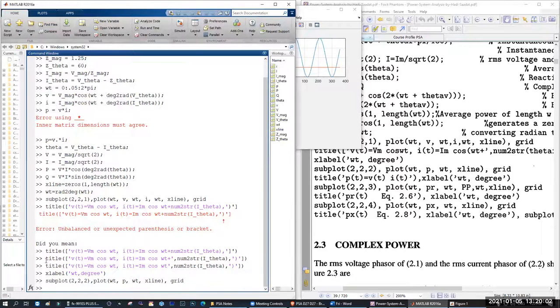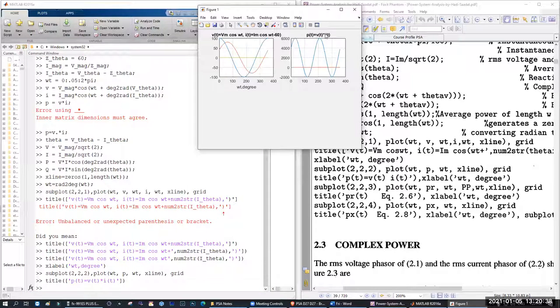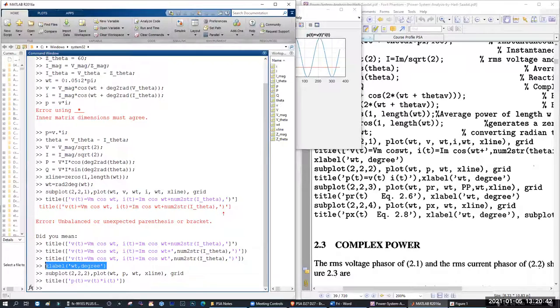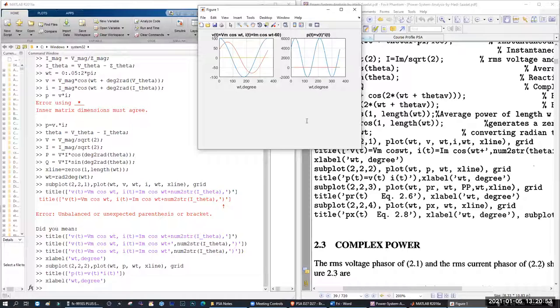Okay. Now again, I have to give some title. What is the title I have to give? This one will be what? PT. PT will be VT IT. No bracket needed, multiply IT. This is not needed. Now, this one done. So I have given the title here. Can you see that? PT, VT, IT. Now I have to give the X level. See X level, omega T, in degree actually.